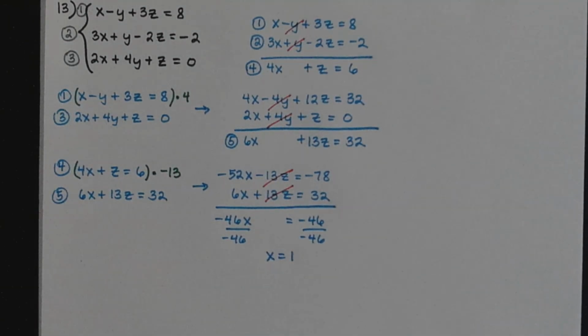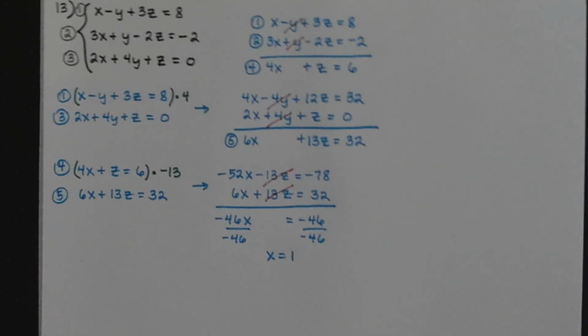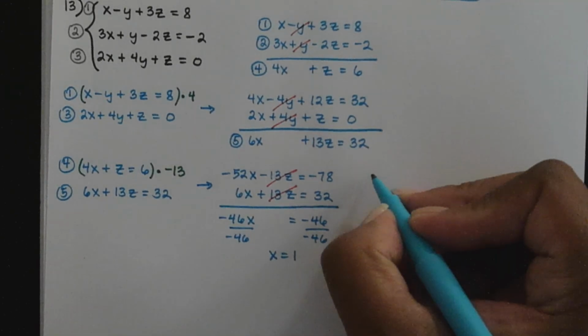Okay, now let's use either equations 4 or 5 since they're in two variables, and I already know what x is. We can find out what z is going to be equal to. So, now write this over to the side. Using equation 4.